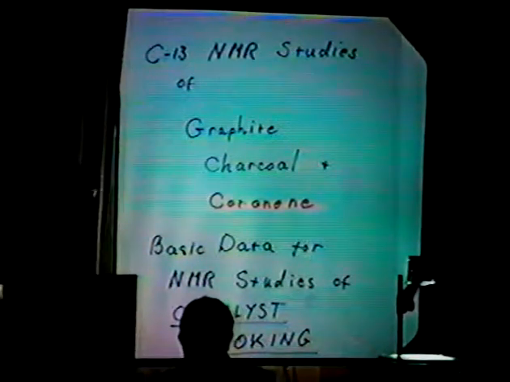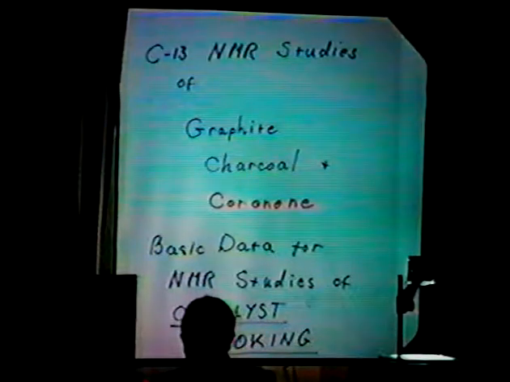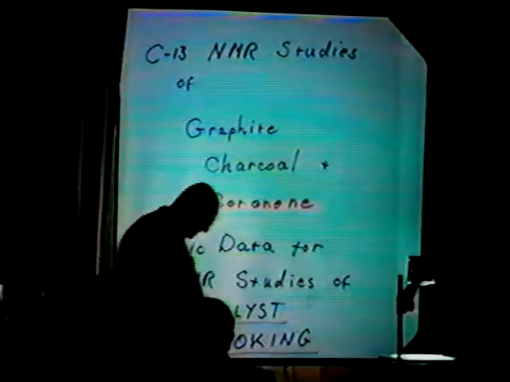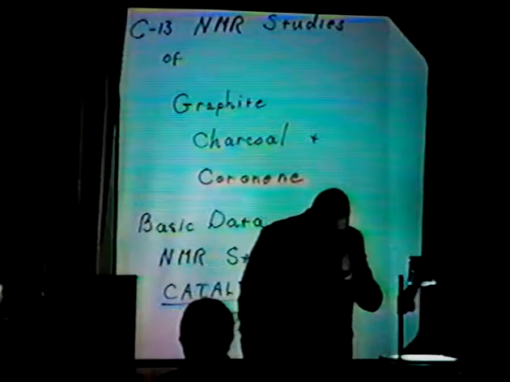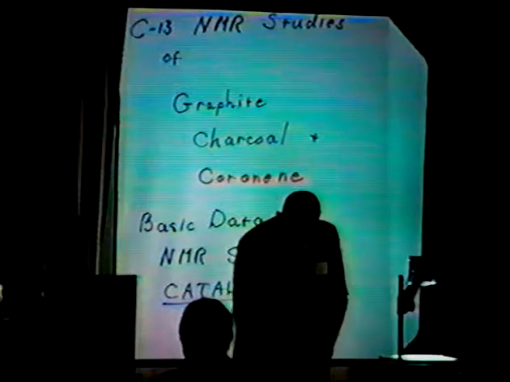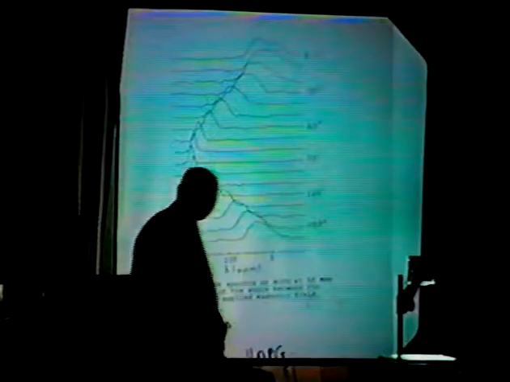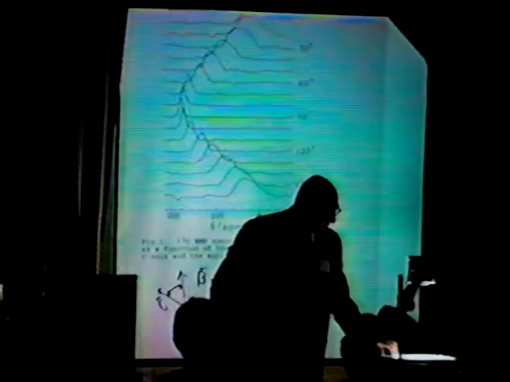Well, it's made by pyrolysis of small molecules. How is charcoal made? It's made by the pyrolysis of natural products. Of course, coke, as it occurs on catalysts, is also a pyrolytic product. So we're not really too far afield when we work with these other substances and look at coke. Okay, now let us measure the C13 NMR spectrum of graphite.